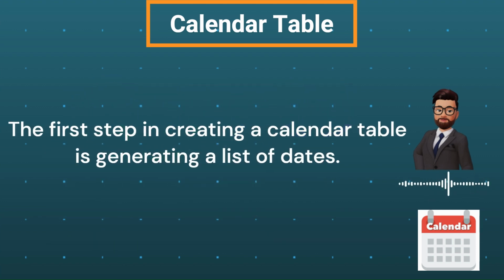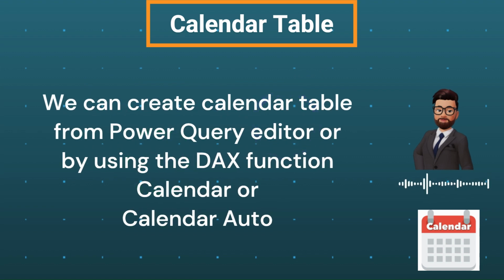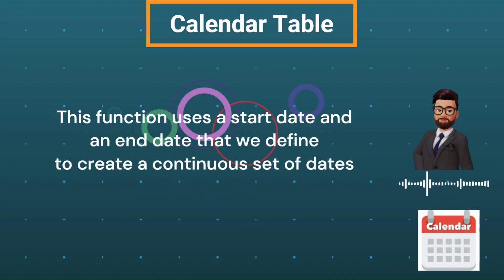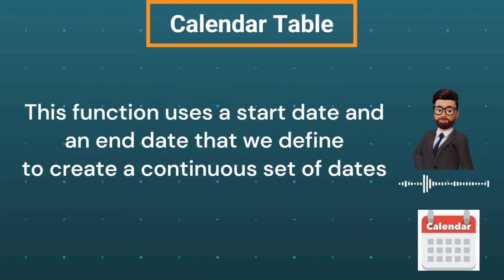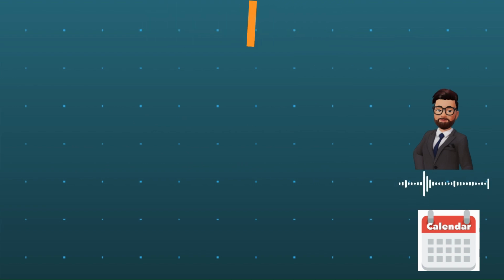The first step in creating a calendar table is generating a list of dates. We can create a calendar table from Power Query Editor or by using the DAX function Calendar or CalendarAuto. These functions use a start date and an end date that we define to create a continuous set of dates. Let's move to my Power BI Desktop and see how we can create a calendar table.